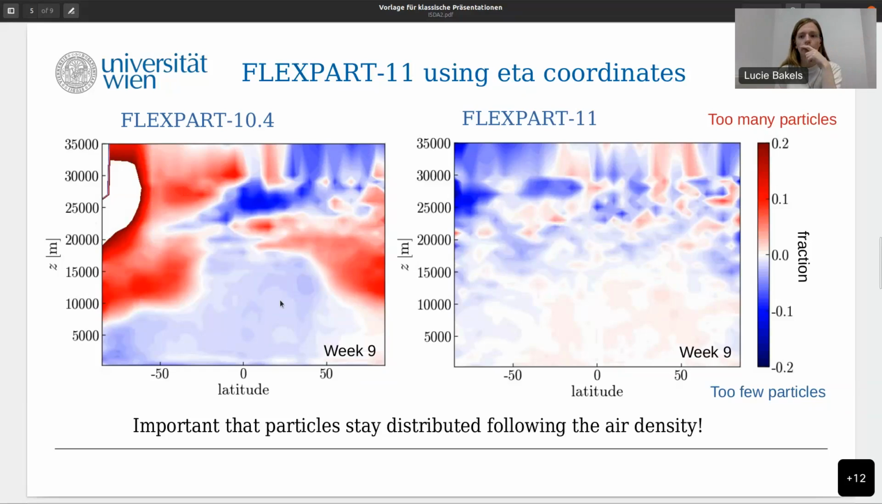while the troposphere contains fewer particles than it should. So in a new version, we reduce the number of internal interpolations by keeping the eta coordinates intact instead of converting them to an internal meter coordinate system. This solved the issue on short time scales, as you can see on the right side. So this is the 9th week. But we still find density distribution problems after a year of running FLEXPART, and we end up with too many particles in the troposphere and too few in the stratosphere. So we're still working on that.